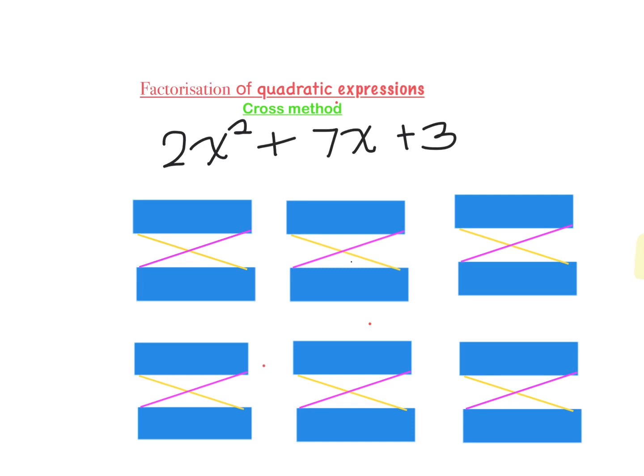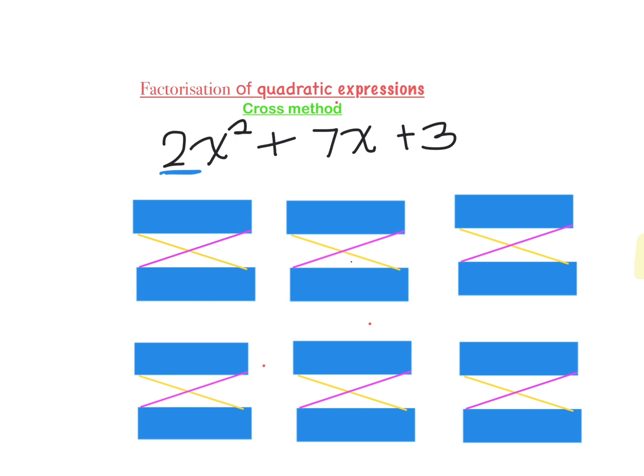Welcome. Today in this video we are going to be looking at factorization of quadratic expressions, and in this video we are going to be doing the cross method. The cross method is best used for a quadratic expression where you have a number in front of the x squared. So the coefficient of x squared is not 1, it could be any number in front of the x squared. Then you can use this cross method.